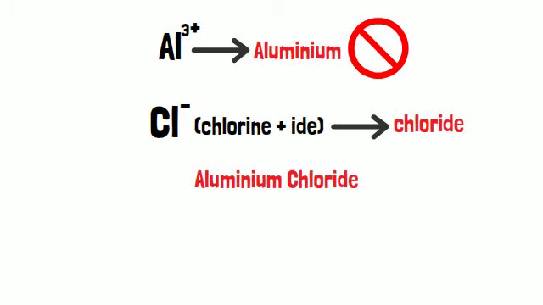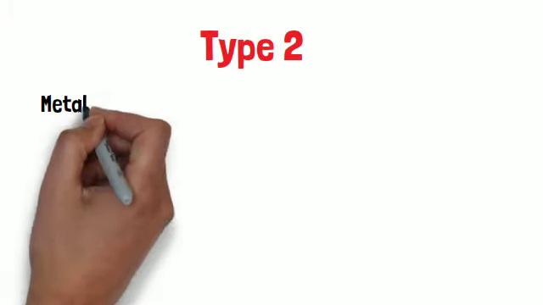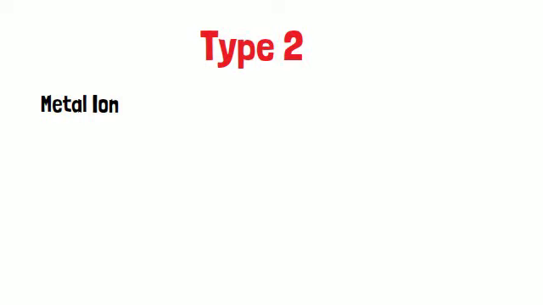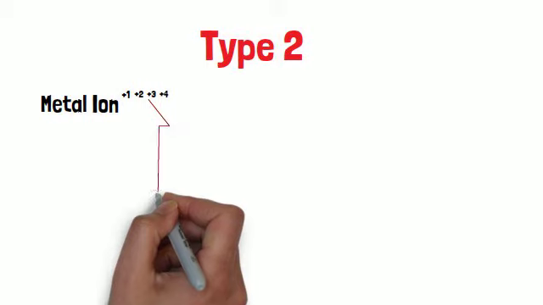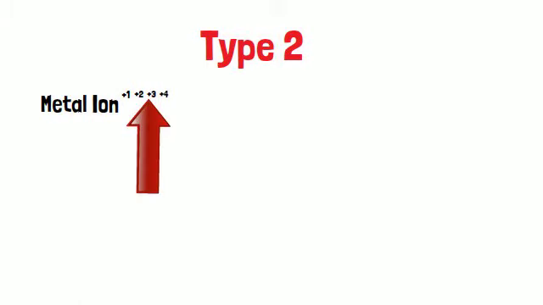The second type of binary ionic compound has to do with metal ions, commonly transition metals, that form more than one type of positive charge. When dealing with this type of binary ionic compound, the charges must be specified. Keep in mind that not all transition metals form more than one positive charge.